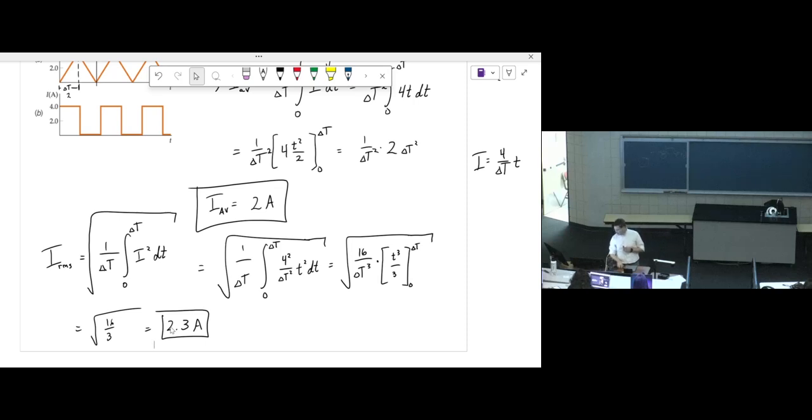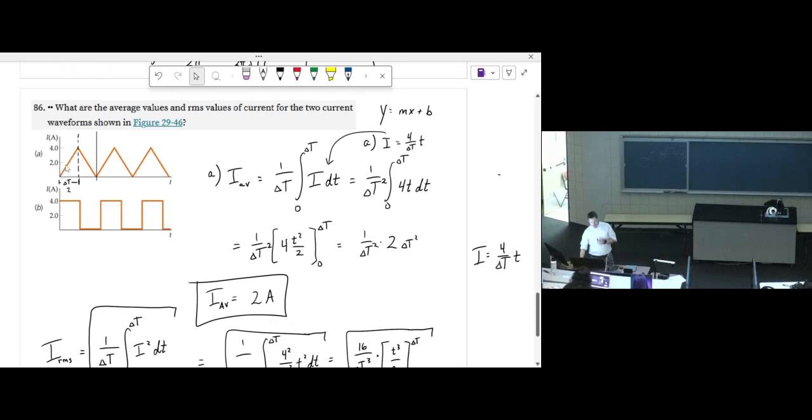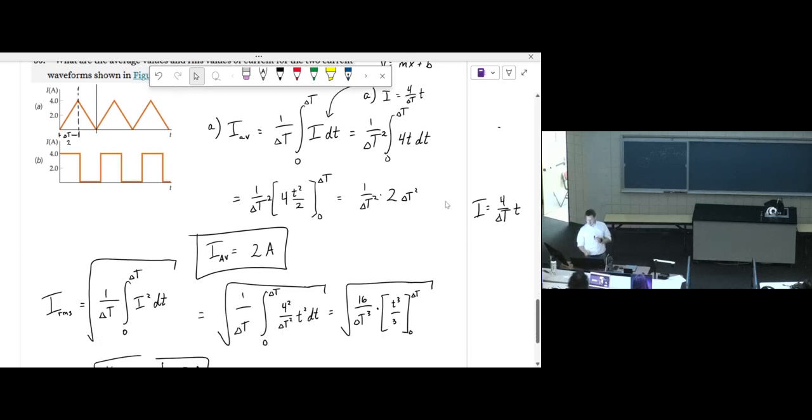One note here: what would happen if you shifted this wave down by the current instead being the same oscillation but going from -2 to +2 amps? The average would be 0, but the RMS would continue to be not 0. That RMS would be on the order of like 1.8 or something like that. Any questions on how we calculated the average and RMS current here?